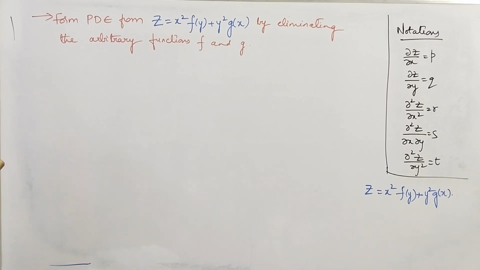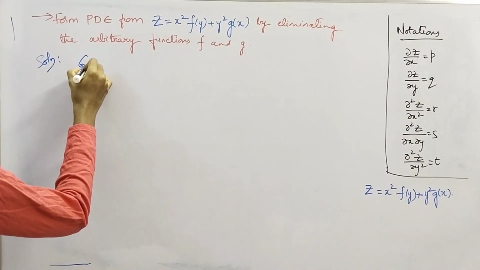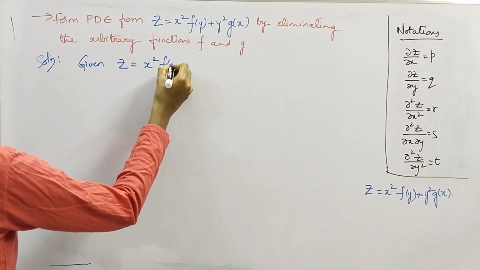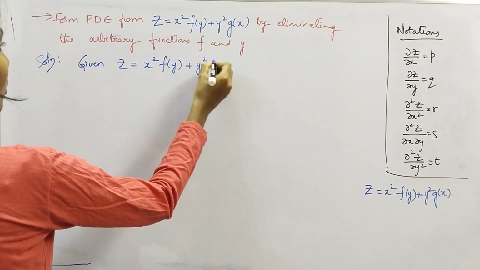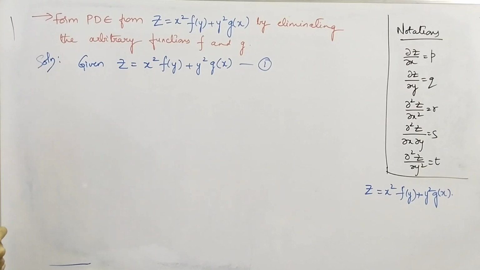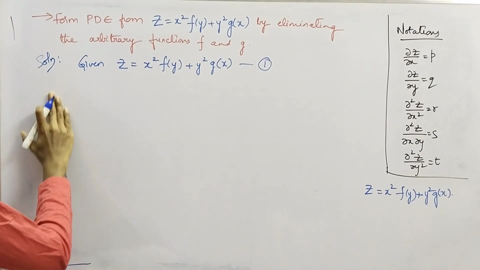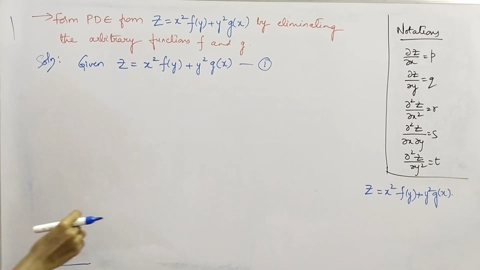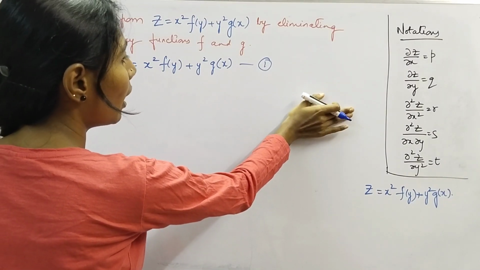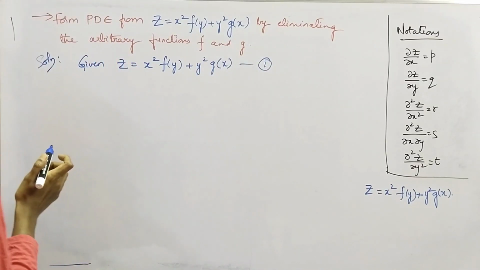Given relation, z equal to x square f of y plus y square g of x. Consider as equation number 1. Now let's partially differentiate it with respect to x. So here we are going to find the equations which involve p, q, r, t, and finally if necessary s. Okay, fine.